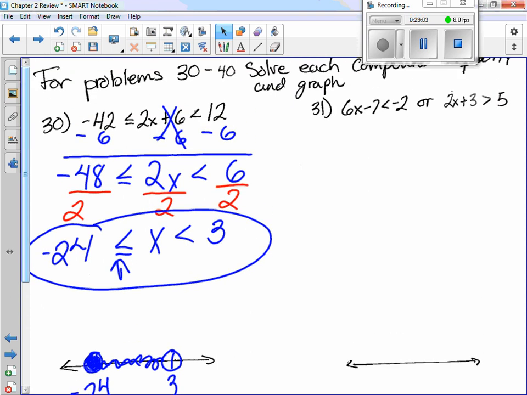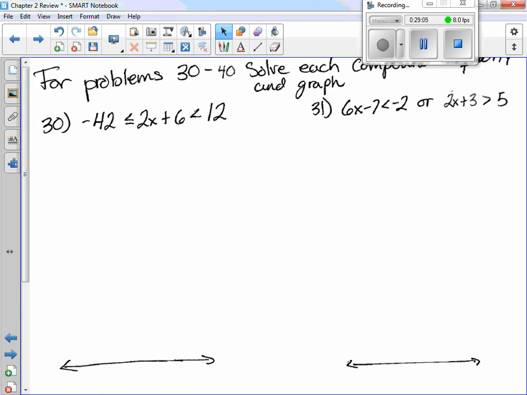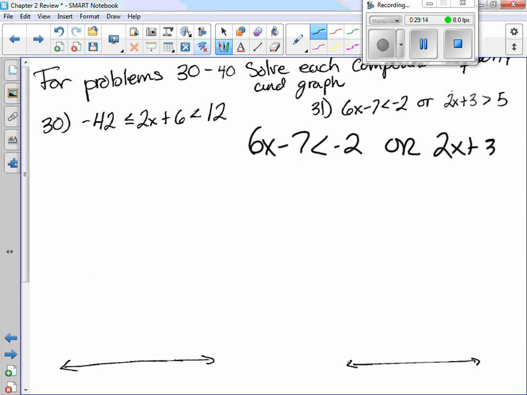Now we're going to look at the other one. Now this one here is an OR statement. So what we would do is we would solve each one individually. So we can deal with the 6x minus 7 is less than -2 first. We're going to solve it for x. And then once we finish solving it for x, we'll solve the other one.